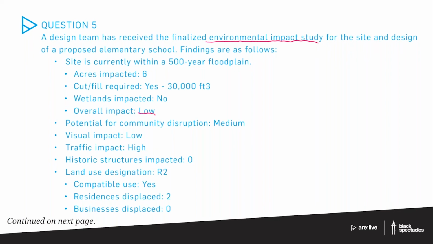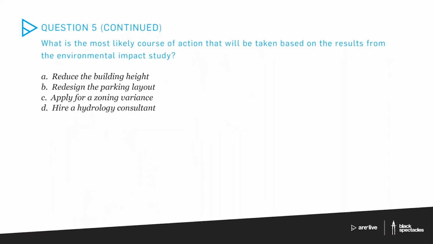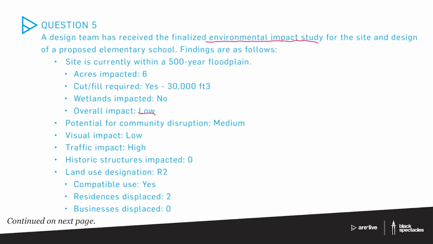Potential for community disruption is medium. That's something to note for sure. We've got a low visual impact and a high traffic impact. And if we remember our answer choices, one of our choices was about building height and the other one was about parking. So maybe these two pieces of information are going to be crucial. None of the choices had to do with historic structures, and it says no historic structures are impacted. I would bet that that's a relevant piece of information.